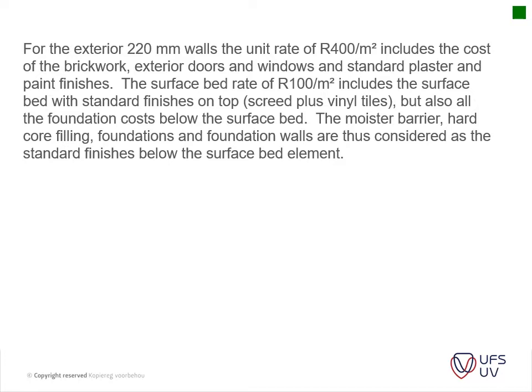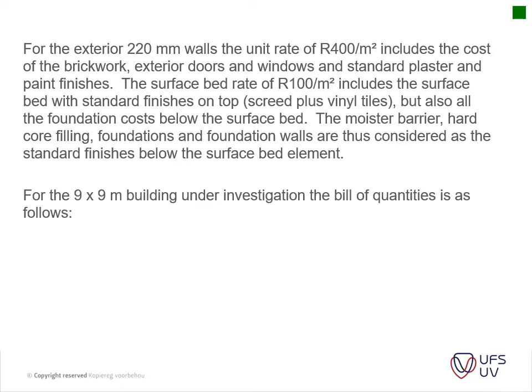The surface bed rate is 100 Rand per square meter, and it includes the surface bed with the surface finishes on top, screed plus vinyl tiles, etc., but also all the foundation costs below the surface bed. The moisture barrier, hardcore filling, foundations and the foundation walls are thus considered as the standard finishes below the surface bed element. Okay. For the 9 by 9 meter building under investigation, the bill of quantities, which I will not actually say is bill of quantities but rather a schedule of quantities, are as follows.